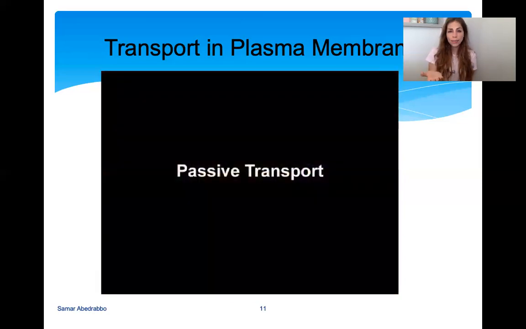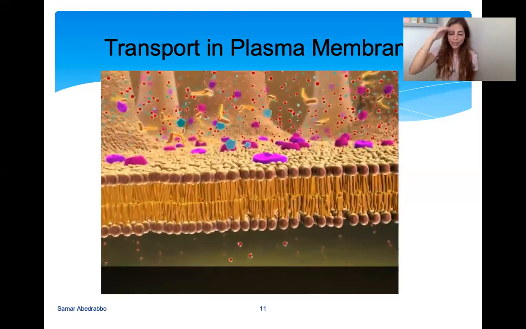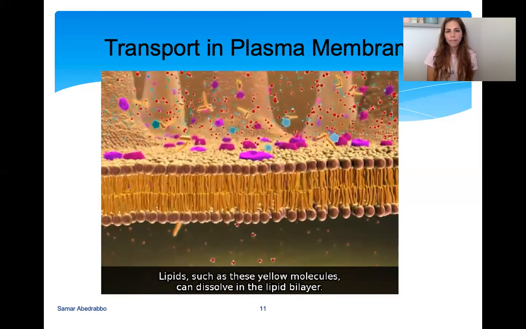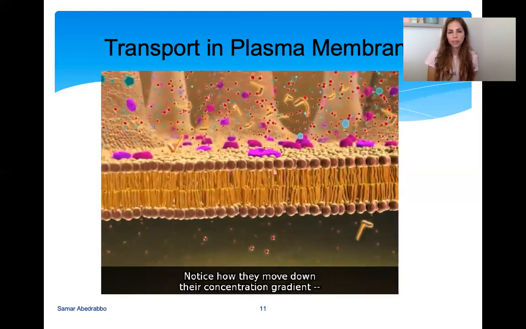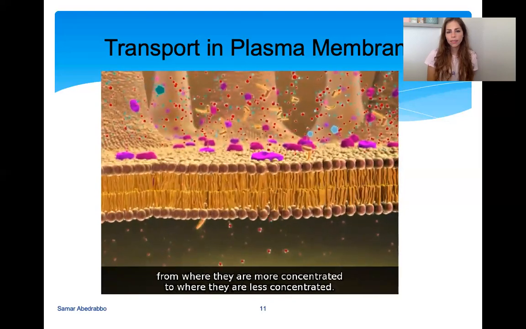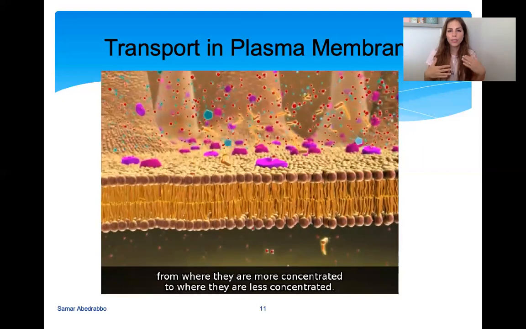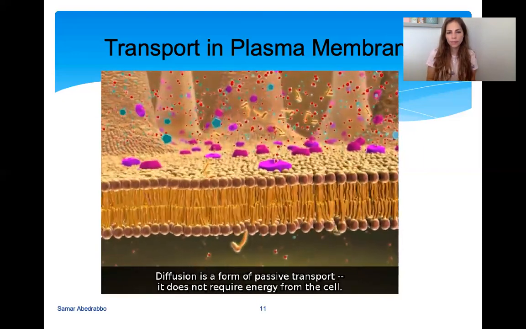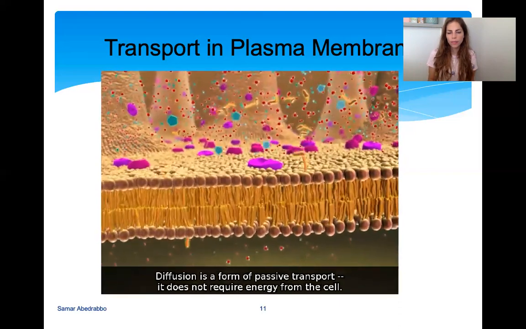That's passive transport, remember, is no energy required, and you're going from high to low concentration. Lipids, such as these yellow molecules, can dissolve in the lipid bilayer. Notice how they move down their concentration gradient, from where they are more concentrated to where they are less concentrated. This is an example of diffusion. Diffusion is a form of passive transport. It does not require energy from the cell.